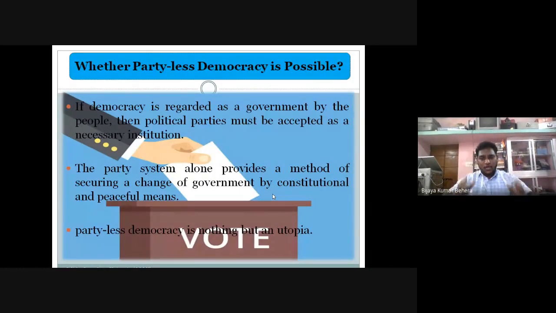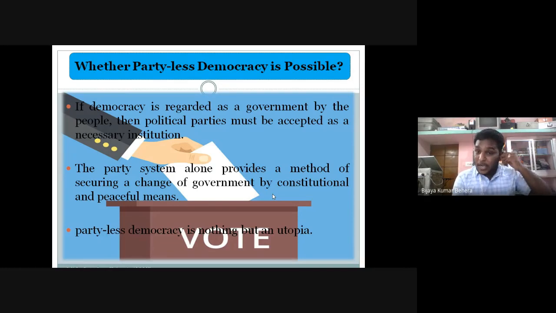The last one is whether partyless democracy is possible. As I have already told you, in the last part of the SLM of that unit it is mentioned whether partyless democracy is possible. Can a democracy be possible without political parties? And the answer is no, partyless democracy is not possible. If democracy is regarded as government by the people, as Abraham Lincoln says, democracy is of the people, by the people and for the people. Government is by the people. Then political parties must be accepted as a necessary institution, because without political parties we cannot form a democracy. That's why partyless democracy is not possible.